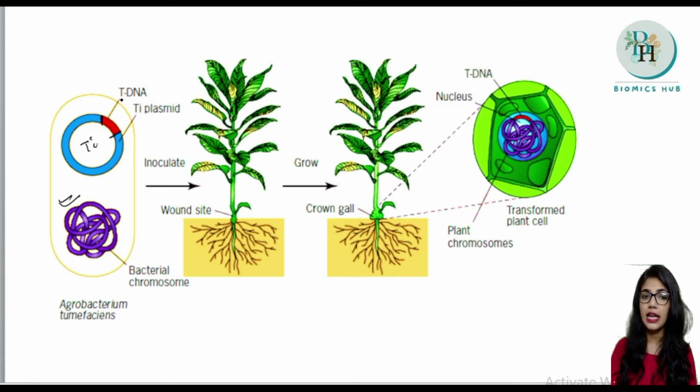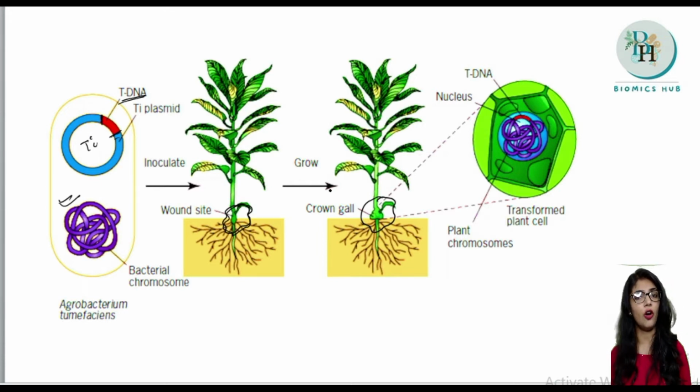When this tDNA is transported inside the plant, it will cause a wound site, and when the wound site is present, it will cause a disease. You can see here, after the inoculation of this bacteria in the wound region, there is crown gall disease. This is the overall scenario of Agrobacterium mediated transformation.